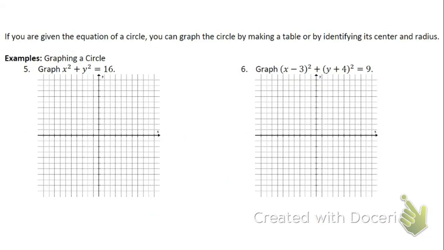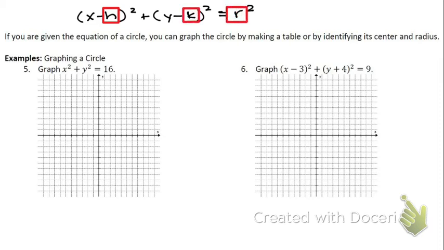Okay, so now at the very bottom, we're going to practice graphing. It says if you are given the equation of a circle, you can graph the circle by making a table or identifying its center and its radius. Making a table means I choose different x values and then I find their y values. But since I now understand the formula, x minus h squared plus y minus k squared equals r squared, I can recognize that this coordinate is my center, h comma k. The value that's being squared is my radius.